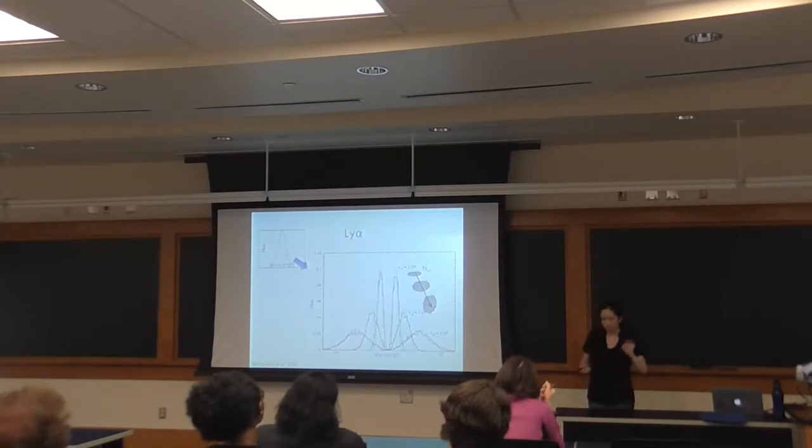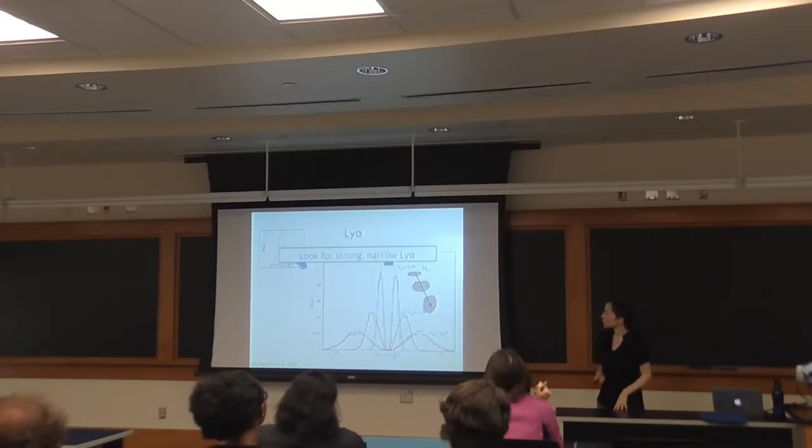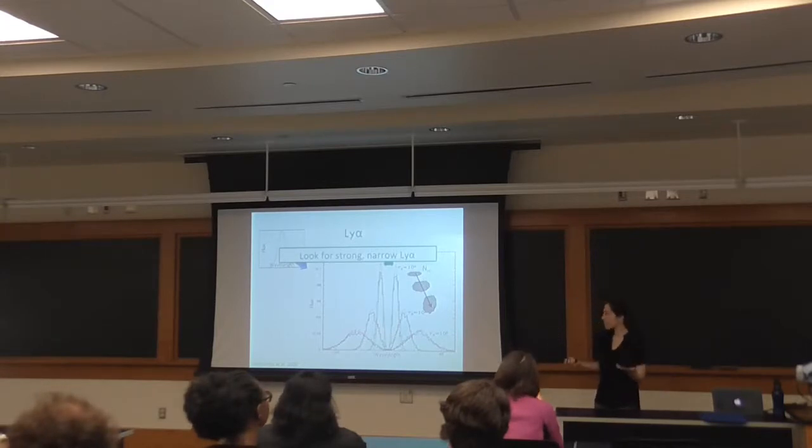And anytime Lyman alpha scatters, it also increases the chances that it's going to hit a dust grain and be destroyed entirely. So you can also get, in the case of a large column, deep Lyman alpha absorption as well. So if you're going to look for Lyman continuum emitters, the idea is you should look for strong, narrow Lyman alpha, cases where it doesn't seem like Lyman alpha has had much difficulty making it out of the galaxy.